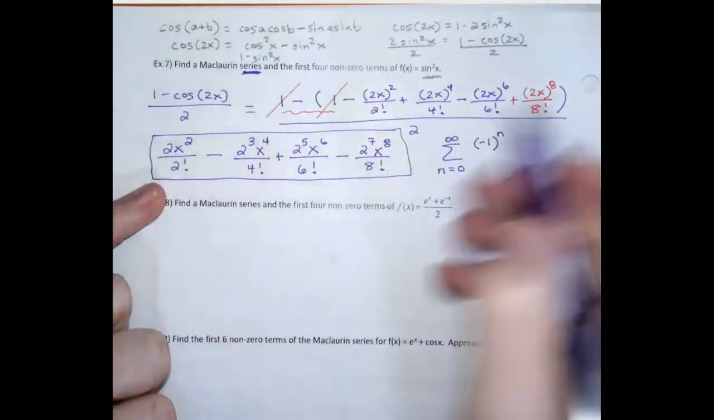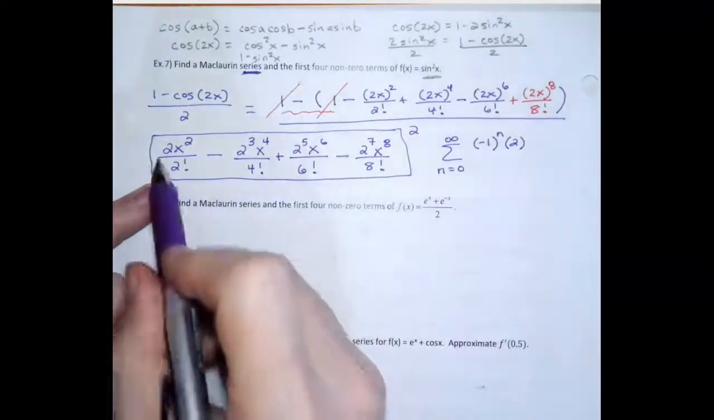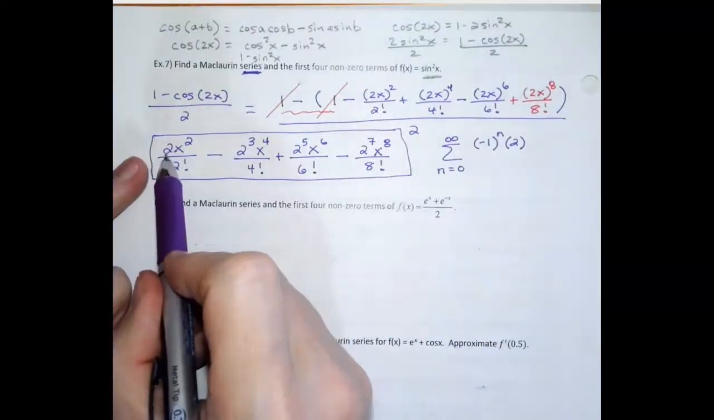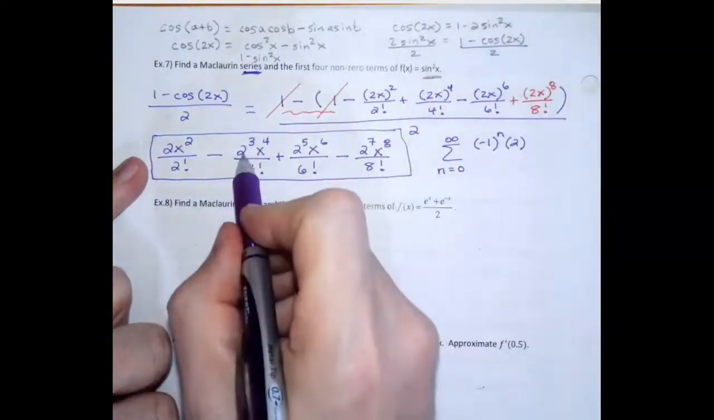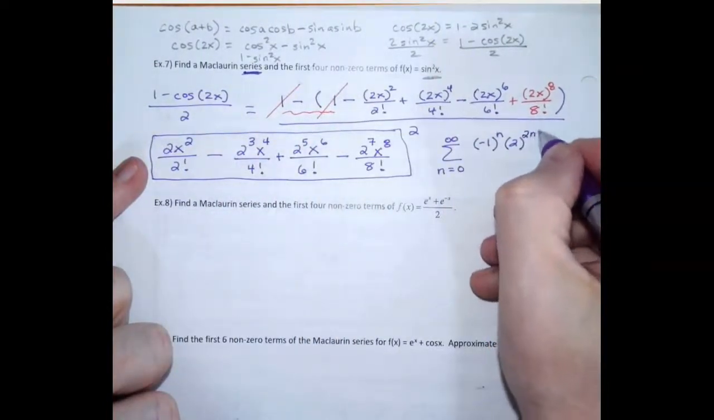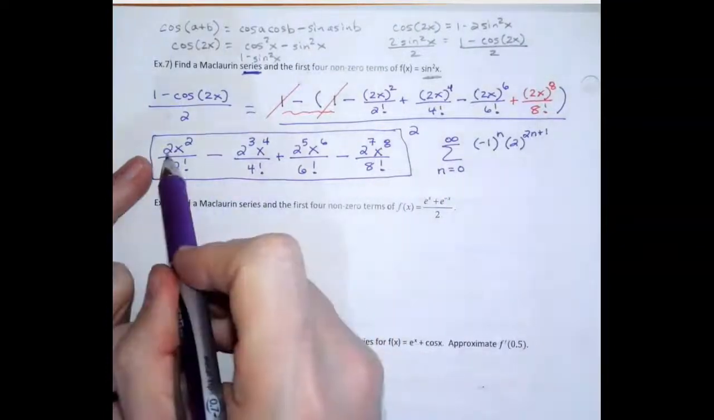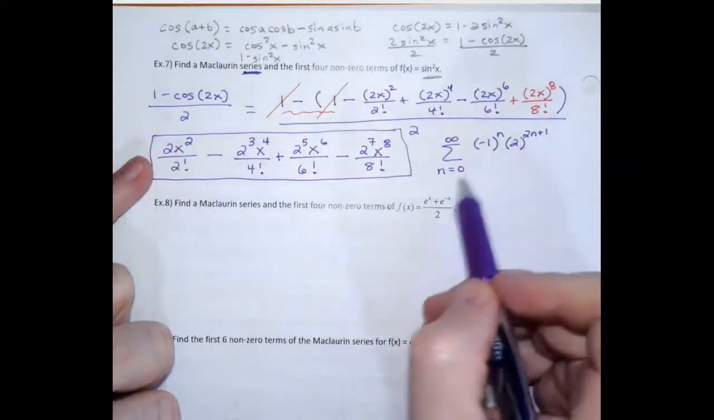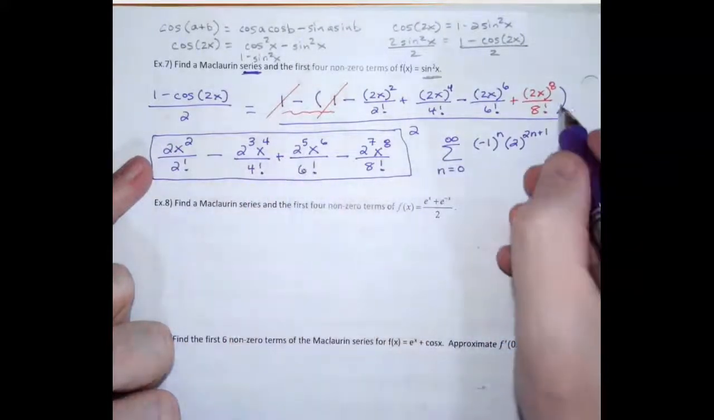There's a 2 in all of these, so what power can we put on the 2? If we're plugging in 0, we want one 2, but then we're going to want three 2s. We want those powers to increase, so what we can do is 2n plus 1. If you plug in 0, you get 2 to the 1st, which is 2, and if you plug in 1, you get 2 cubed, so that's going to work out pretty well.